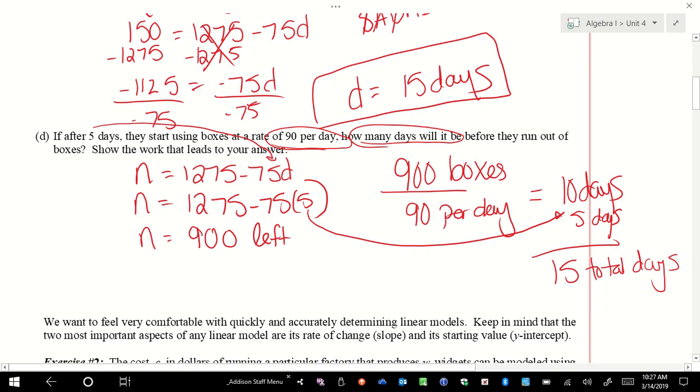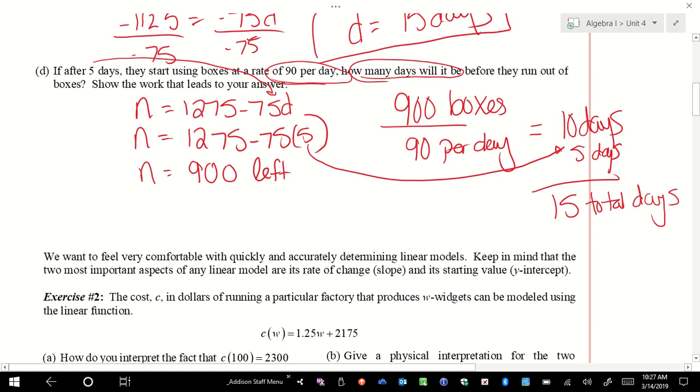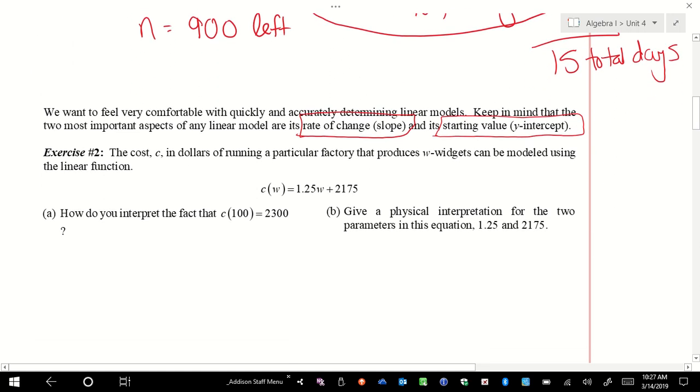Okay, we want to feel very comfortable with quickly and accurately determining linear models. Keep in mind that the two most important aspects of a linear model, which are the parameters, is the rate of change, which we also know as the slope, and also the starting value, which we also know as the y-intercept. The two biggest parameters we've been focusing on for days.